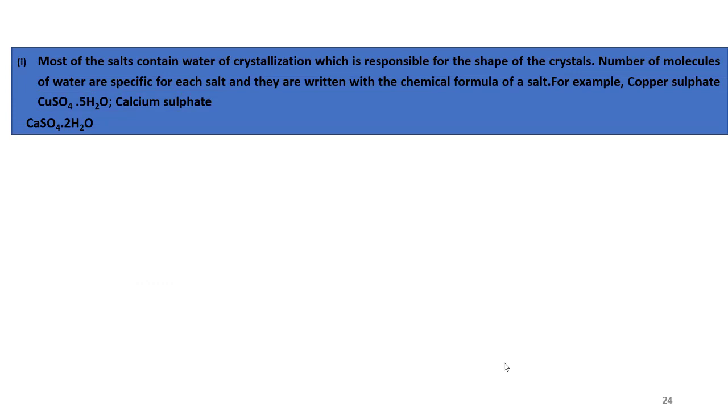Then you learn that most of the salts contain water of crystallization. बहुत सारे salts ऐसे हैं जिनकी crystals के अंदर water मौजूद होता है and this water is responsible for the shape of the crystals. Number of molecules of water are specific for each salt. हर salt के अंदर जितने number of molecules हैं वो specific होंगे और उनको हम लिखते हैं with the chemical formula of a salt. For example, copper sulfate के अंदर क्योंकि 5 water molecules होते हैं तो copper sulfate के अंदर के साथ हम लिखेंगे CuSO4·5H2O. Similarly, calcium sulfate की crystal के अंदर 2 water molecules होते हैं. Then we shall also write calcium sulfate dihydrate. हम उसके chemical formula के साथ water molecule भी लिखेंगे.